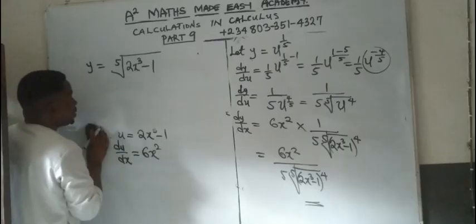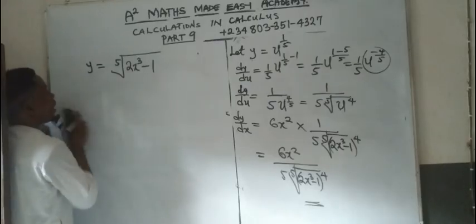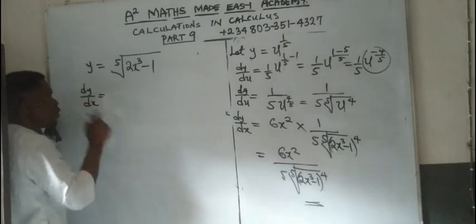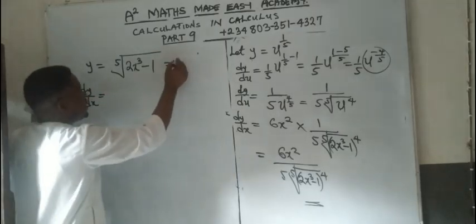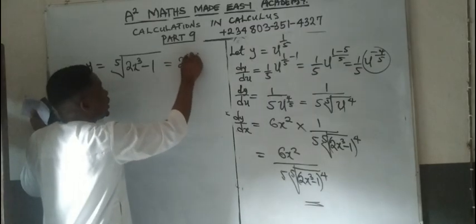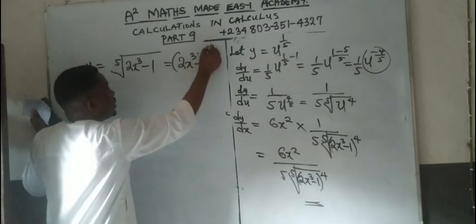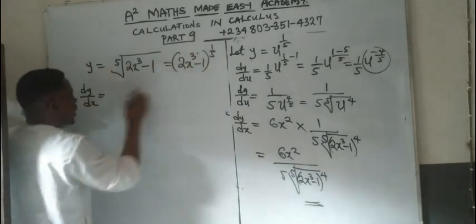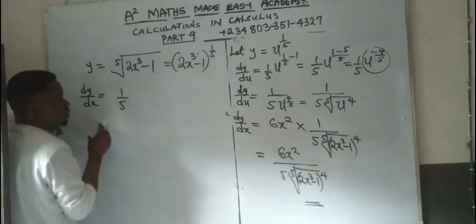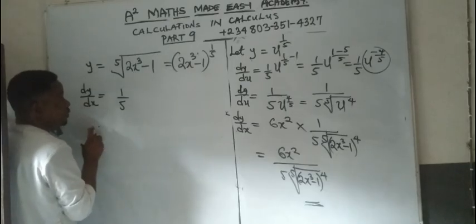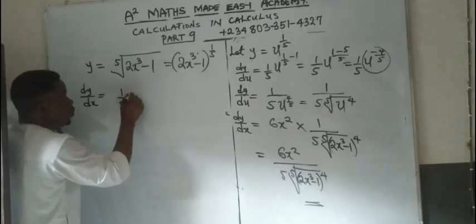It is very, very simple. Are you with me now? Now what do you do in order to achieve this? This is dy all over dx. What you should know is that another way of writing this is 2x raised to the power 3 minus 1, close the bracket, raised to the power 1 over 5. Are you with me now? So the first thing you are going to consider is 1 over 5. That's the first thing. Then you multiply.